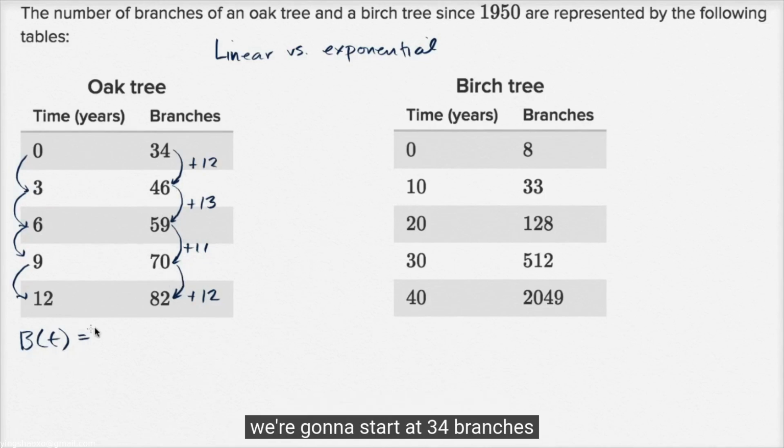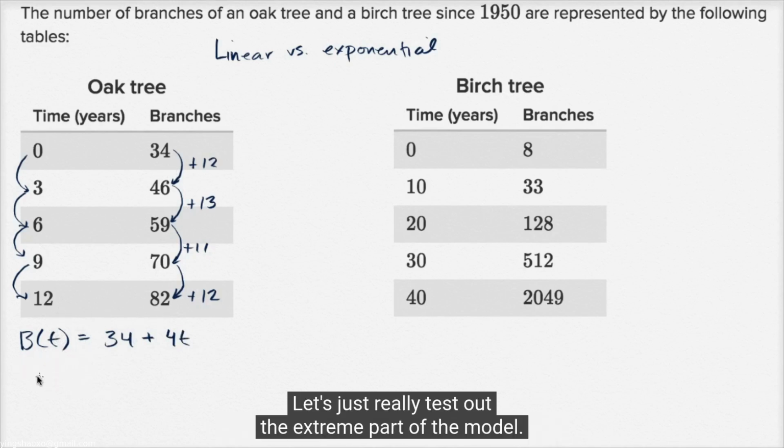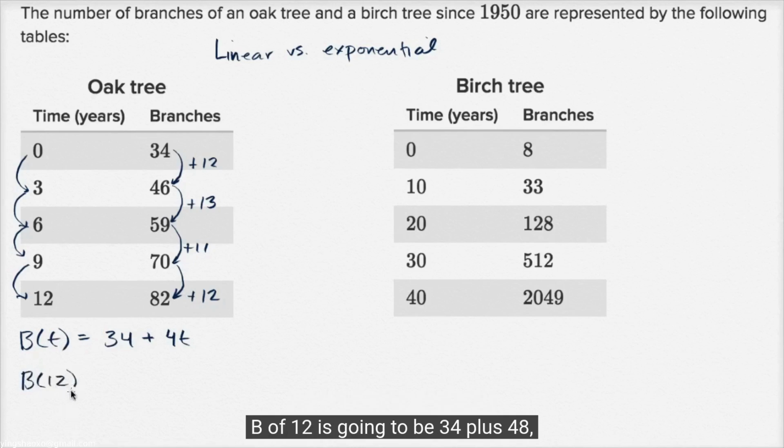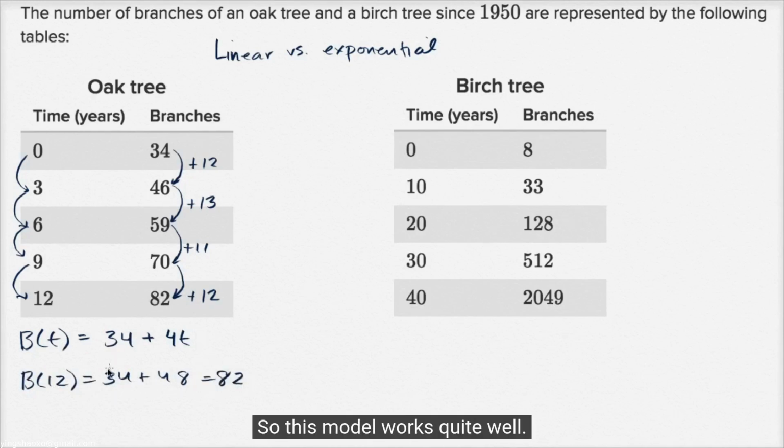So the number of branches we have, we're going to start at 34 branches. And then, if we have 12 branches every 3 years, that's plus 4 branches every year. And you could test this out. B of 0 is going to give us 34 branches. B of 12, let's just really test out the extreme part of the model, is going to be 34 plus 48, which is equal to 82. So this model works quite well. It's going to have a couple of places where it's not exactly fitting the data, but it fits it quite well. And so this is a linear model.